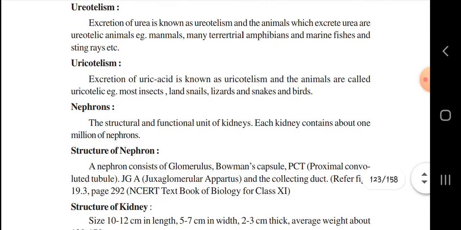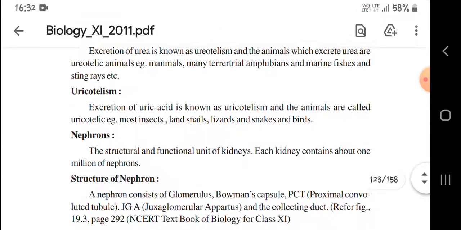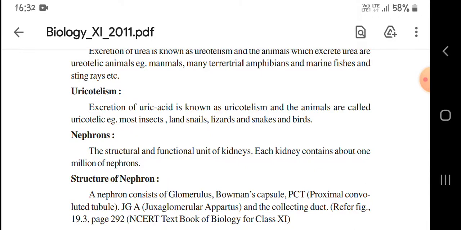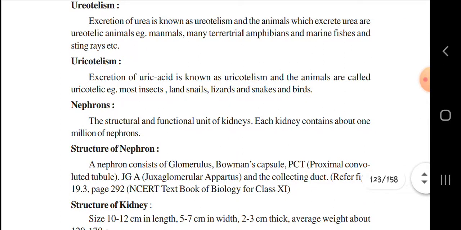Next, nephron. The structural and functional unit of the kidney: each kidney contains about 1 million nephrons. So the structure and the function, what the kidney does, and its structure. Next, structure of nephron. A nephron consists of the glomerulus, Bowman capsule, PCT, that is proximal convoluted tubule, and JGA, that is juxtaglomerular apparatus, and the collecting duct.